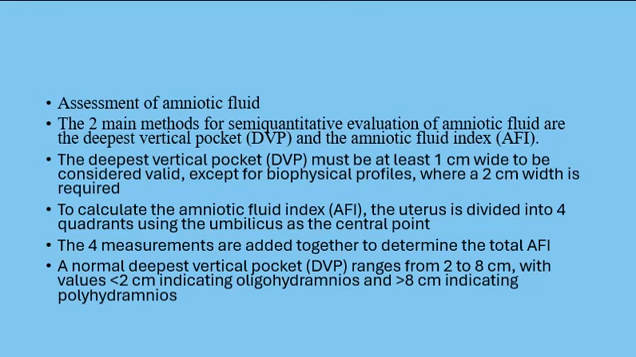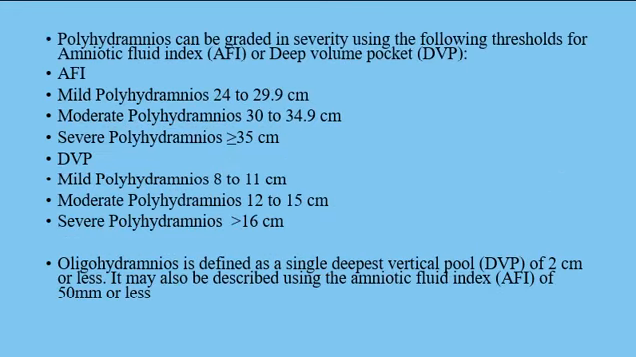Polyhydramnios can be graded in severity using the following thresholds for amniotic fluid index, AFI, or deepest vertical pocket, DVP. AFI: mild polyhydramnios 24 to 29.9 centimeters. Moderate polyhydramnios 30 to 34.9 centimeters. Severe polyhydramnios greater than or equal to 35 cm.